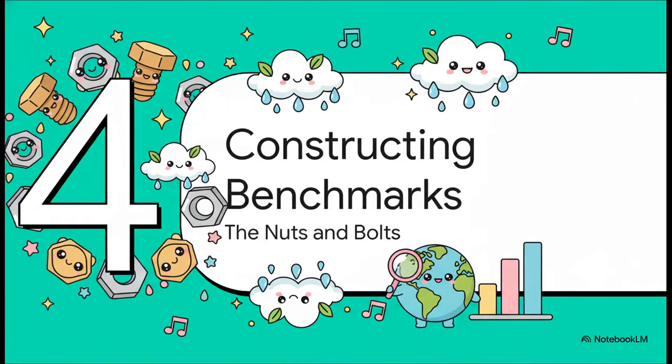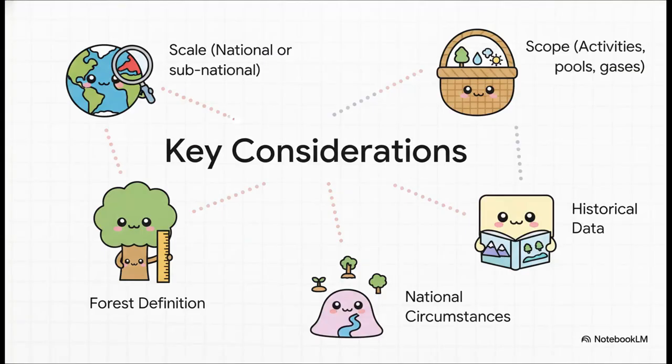So how does a country actually build one of these benchmarks? What goes into it? All right, let's get into the real nuts and bolts of constructing a FREL or FRL. Building this benchmark involves a whole series of key technical decisions. A country has to define the scale. Is this for the whole nation or just one region? They have to define the scope. Which of those 5 REDD+ activities are they including? They need a super clear technical definition of what even counts as a forest. And of course, they need solid historical data. On top of all that, they can even propose adjustments based on their unique national circumstances.